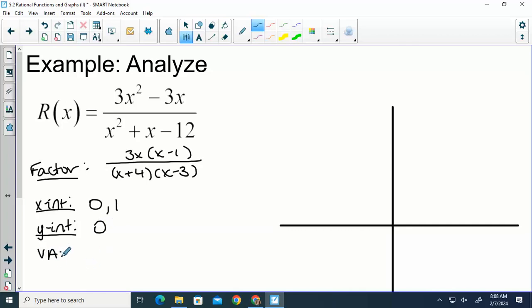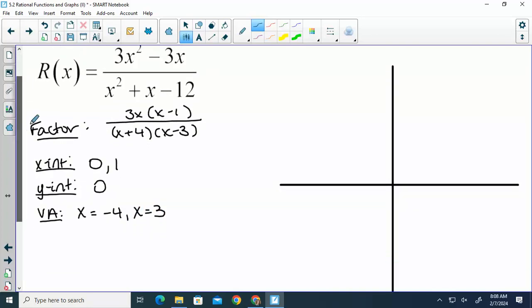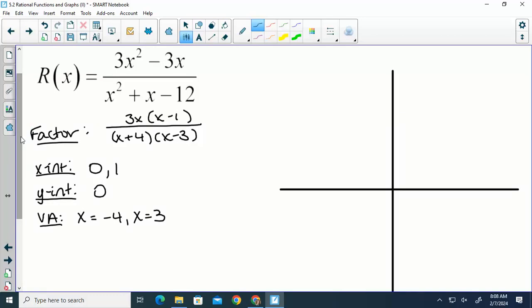Vertical asymptote. Where do we look for that? Denominator. What makes x plus 4 equal 0? And x minus 3, positive 3. Those have to be equations because they are lines. I've said it over and over again, but I know yesterday I was still reminding people when I was looking at your papers. So make sure you're giving me the equation.